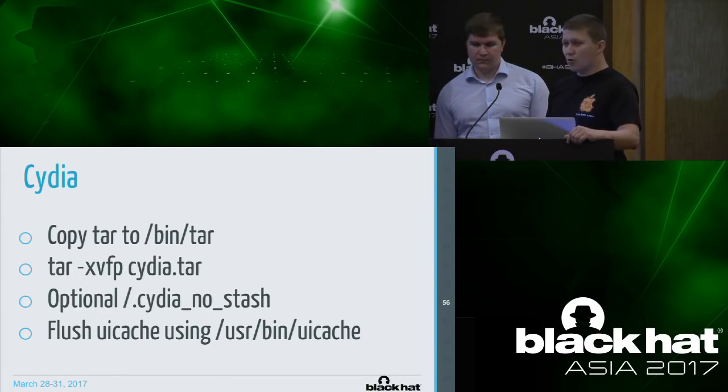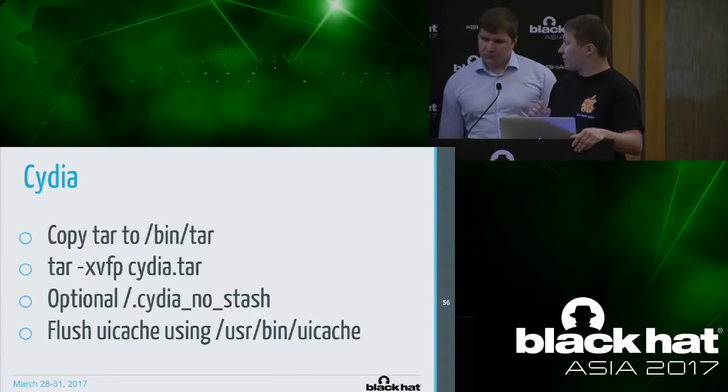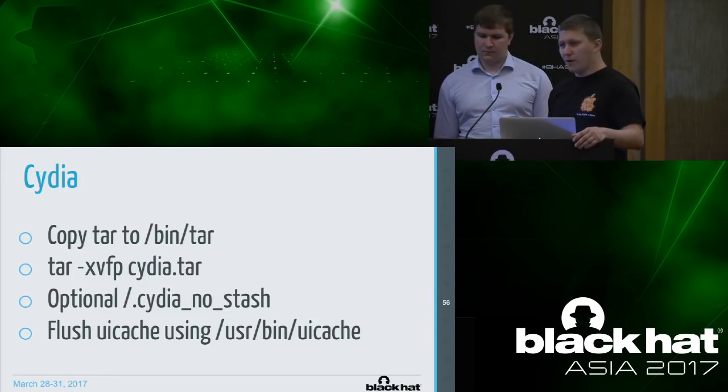To install Cydia, you need to copy tar somewhere. Then you use tar to extract the Cydia bootstrap to put all the files in the right places. If you don't want Cydia to symlink all the system files to a bigger partition, because the system partition is pretty small, you need to create a .cydia_no_stash file, which prevents Cydia from doing this. Then you need to use uicache to refresh the UI and finally get a Cydia icon on the screen.